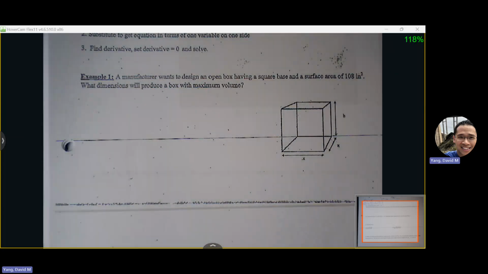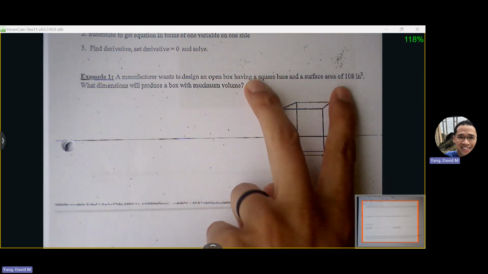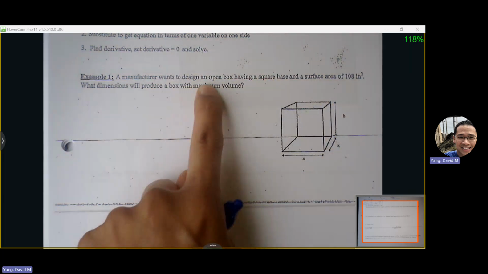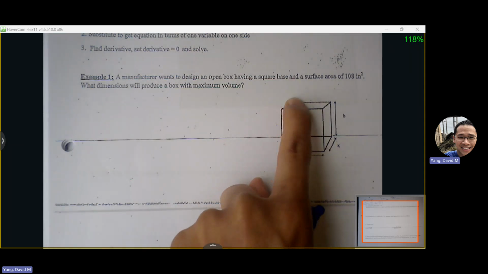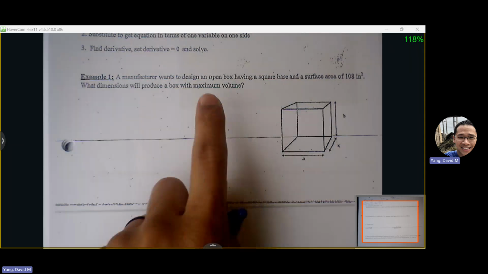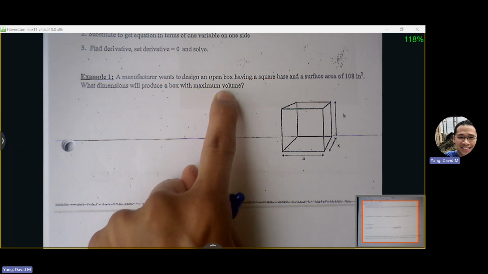All right, so example 1. A manufacturer wants to design an open box to have a square base and a surface area of 108 square inches. What dimensions will produce a box with maximum volume? So we have these constraints. It's got to be a square base. Surface area has to be 108 square inches. And it's an open box, meaning that there is no top. It's just 5 sides. And using those constraints, how can we build the box with the largest volume?